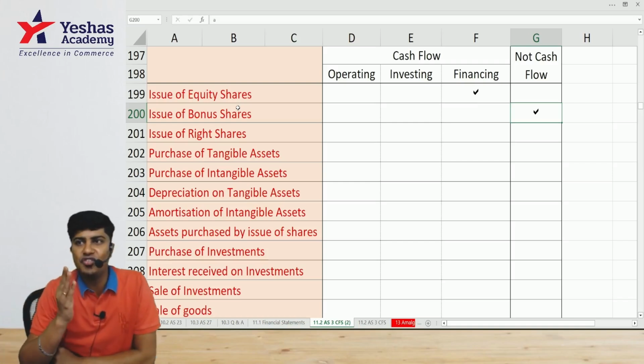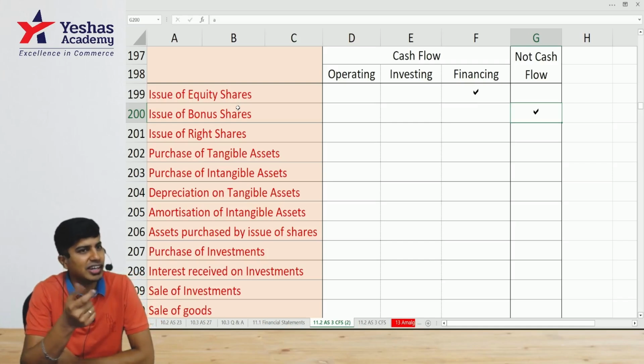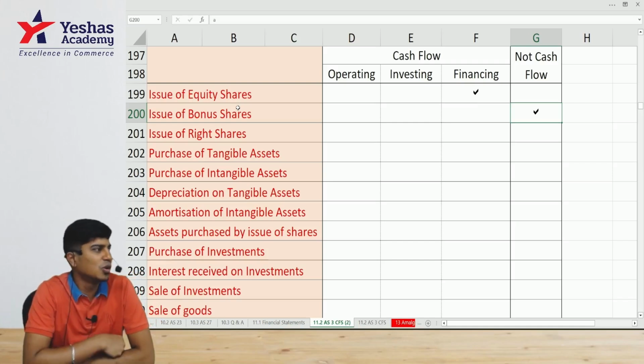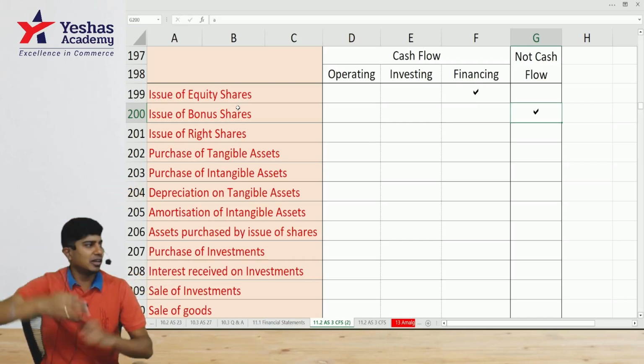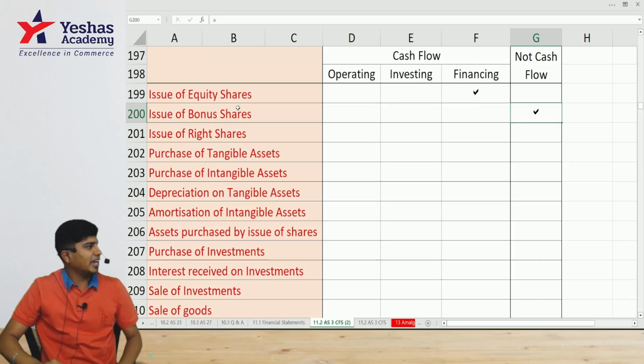Bonus shares are free shares given, no cost collected, no cash flow. It is capitalization of reserves. You take it from reserves, you put it into capital. Yeah, like this. So there is no cash involved.